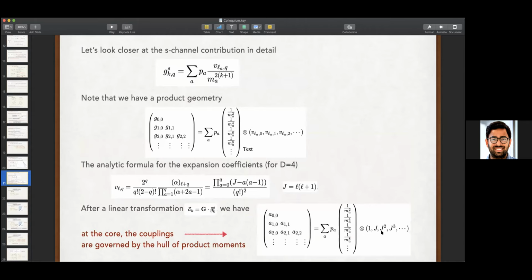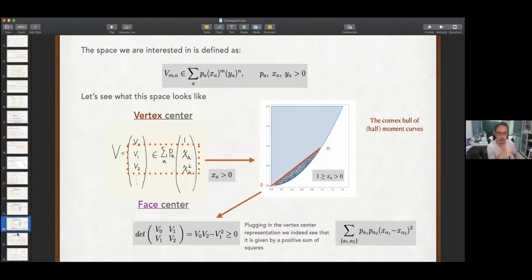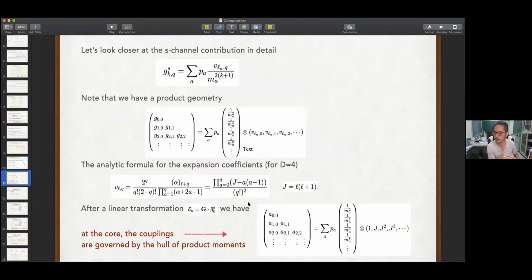Okay, thanks. Sure. And you, Tim, did you tell us what this linear transformation was to go between the G's and the A's? You can just work it out. It's just some universal integer matrix. It doesn't depend on L or J. It's just an overall matrix.